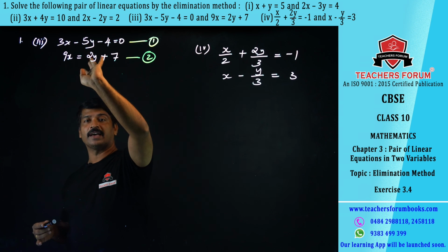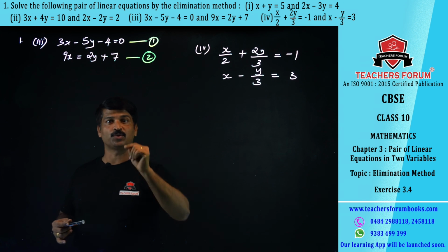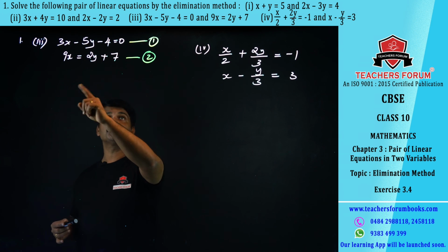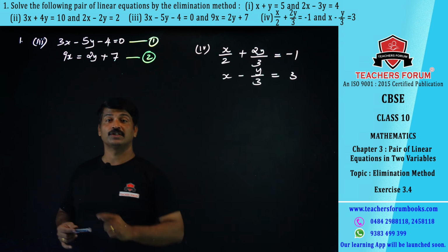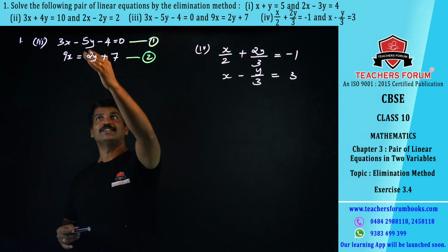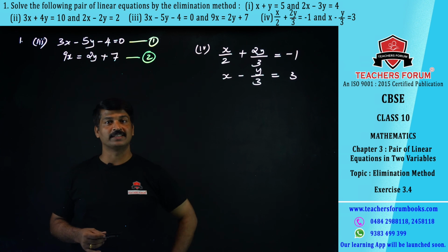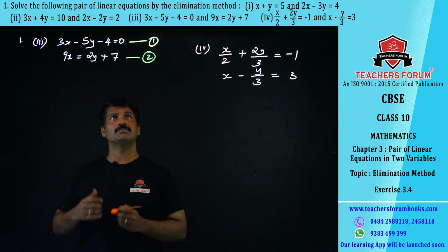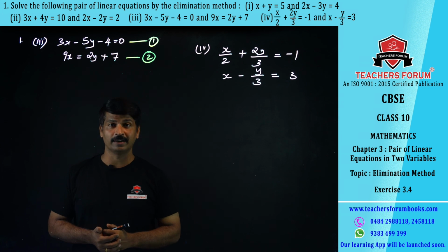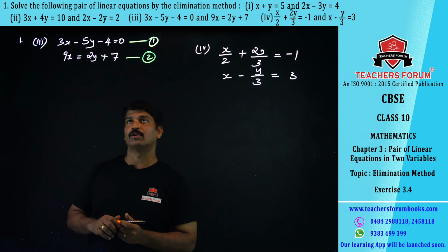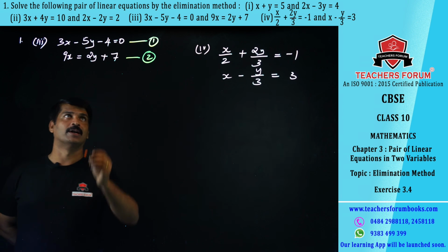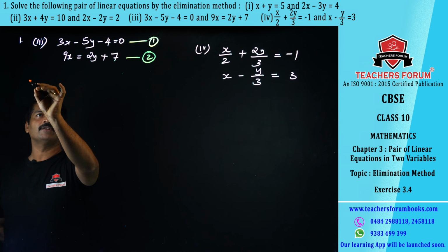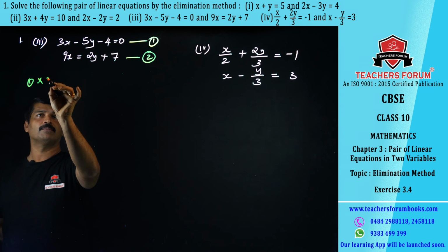You can make it 9 by multiplying the first equation by 3. If you multiply the first equation by 3, the coefficient of x in the first equation becomes 9. Then it will be equal to the coefficient of x in the second equation. So let us multiply equation number 1 by 3 to make the coefficient of x equal.